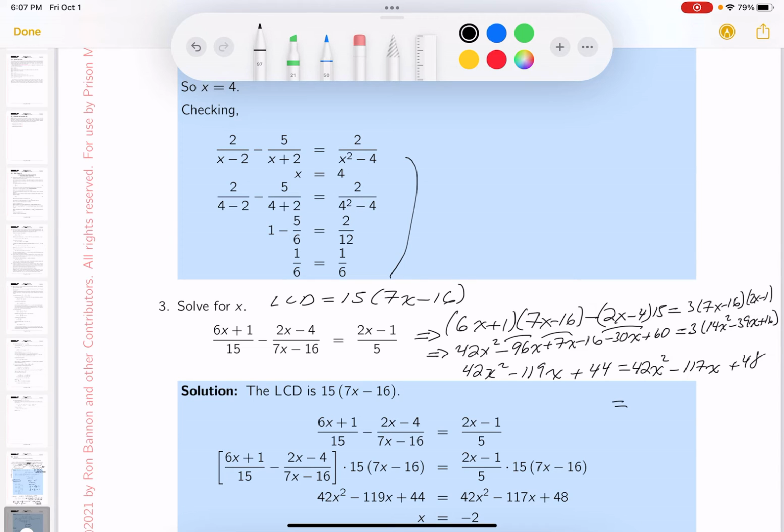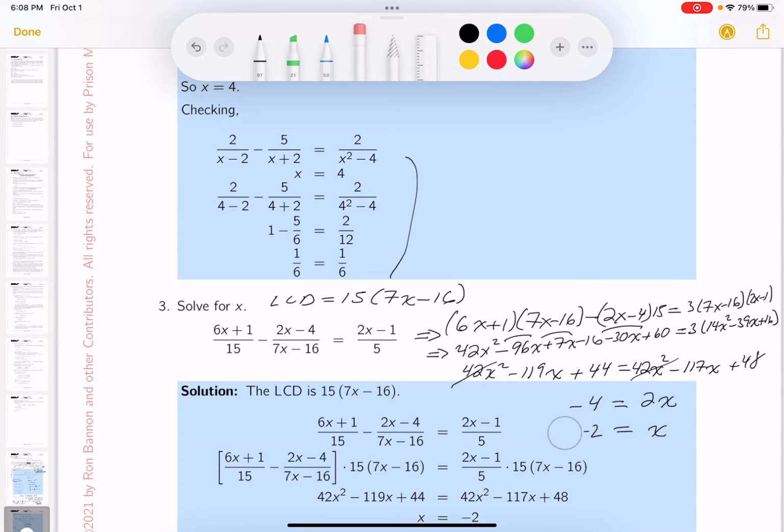I'm going to look at this, and what I notice immediately, that 42x squared, if I subtract from both sides, disappears. And now I'm going to add 119x to both sides, and you would get 2x. And then I would subtract 48 from both sides, I get minus 4. What's x? X would be minus 2. Oops, I'm not going to box that.